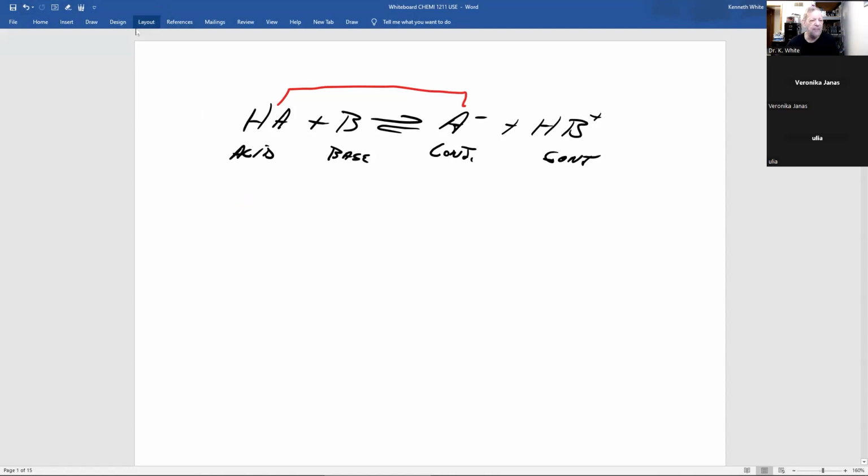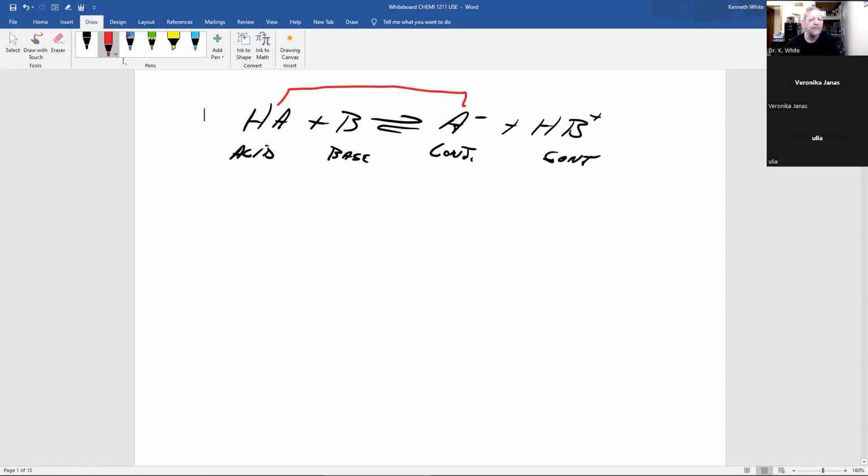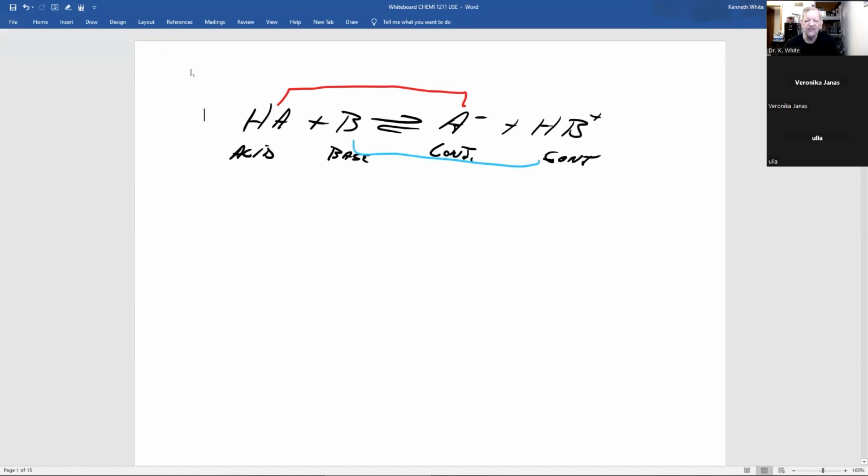Now, if we look at the base, I'll use a different color. What compound on the right differs from the base by 1 proton? And that's HB. So HA is the acid, B is the base.